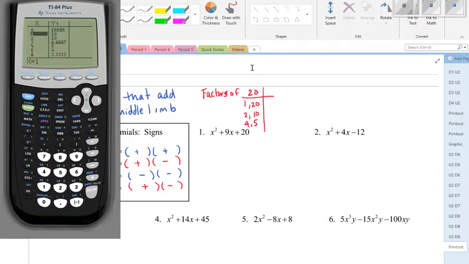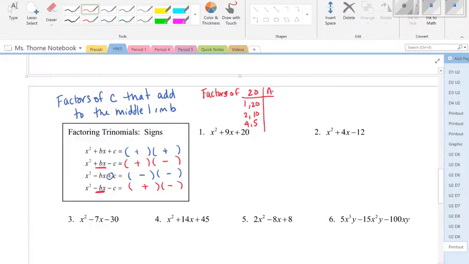So we want factors of 20 that add to that middle term. So in this case, that add to 9. And if we look, let's check our signs. Both these are positive, so I know that this is going to factor into two binomials, and both of them have to be positive. So what are factors that are going to add up to 9? 1 plus 20 is 21. 2 plus 10 gives me 12, and 4 plus 5 equals 9. So that tells me that my factors are 4 and 5.